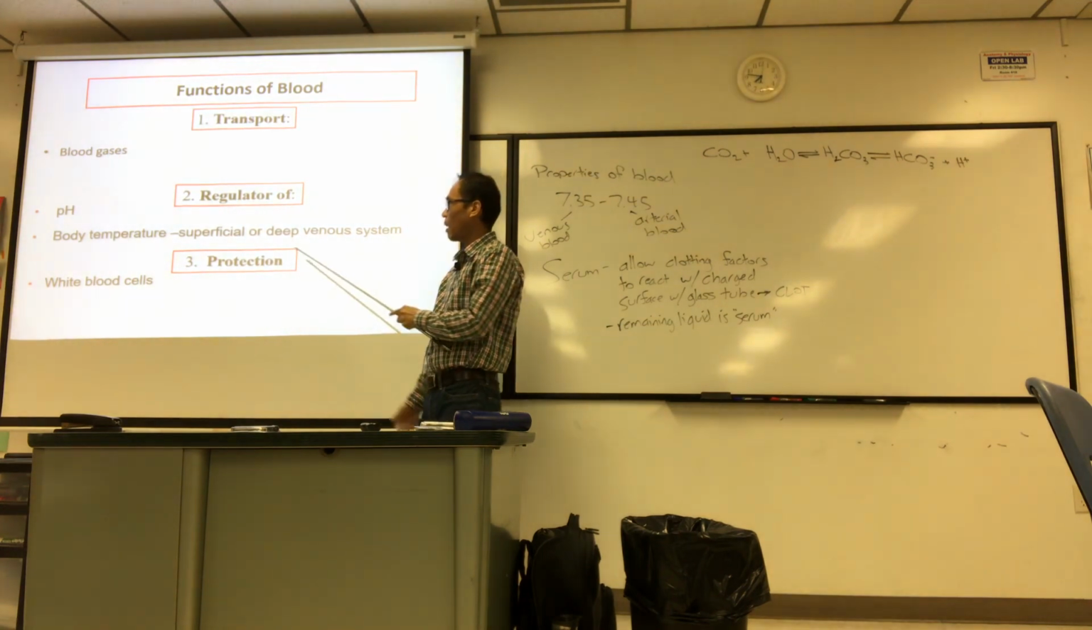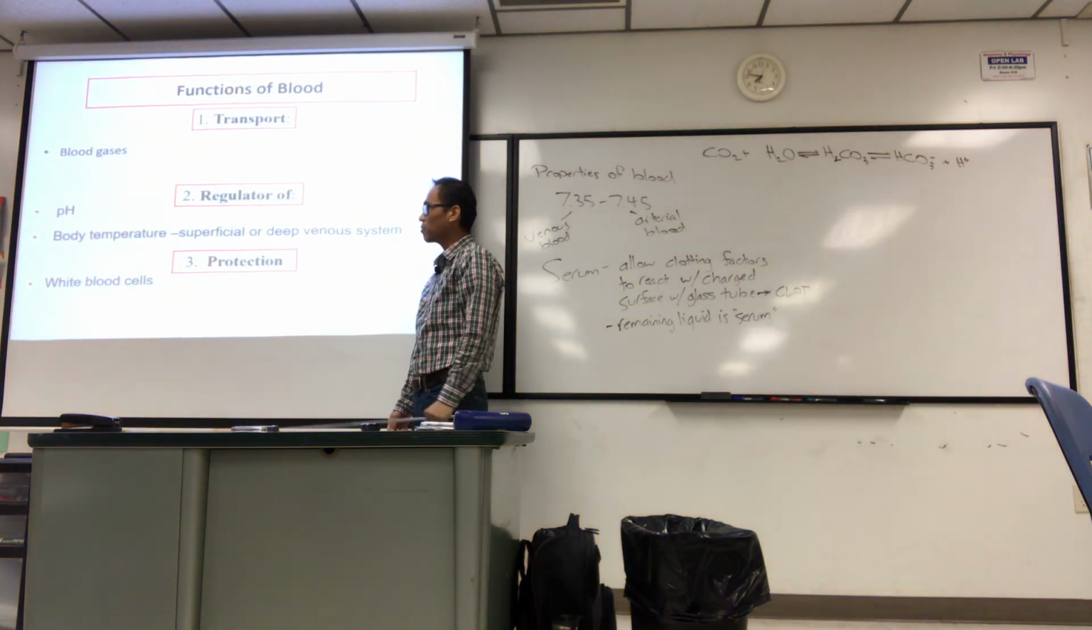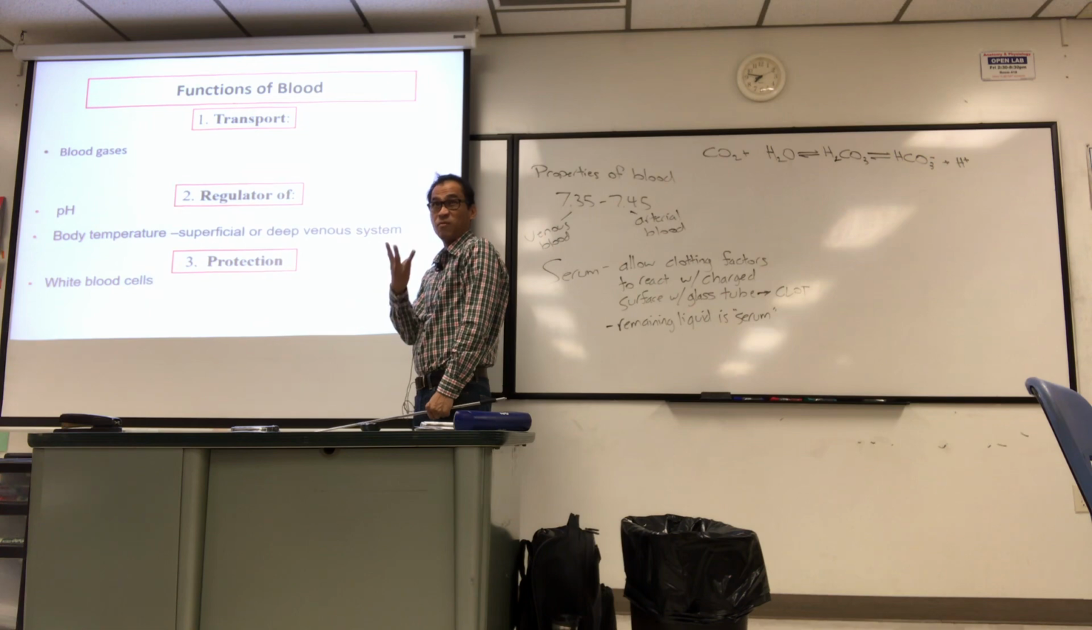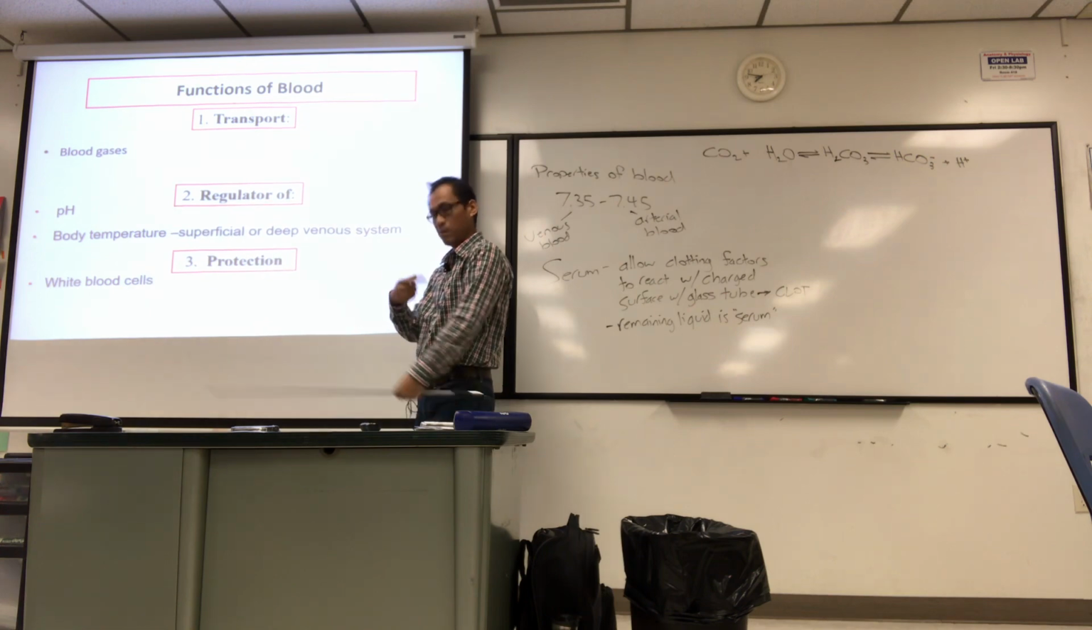I kind of mentioned how there's superficial and deep veins. You're learning about that now, actually. When you study the vascular arm, are you studying the superficial veins? There's 3 of them: cephalic, basilic, and what's the third one?